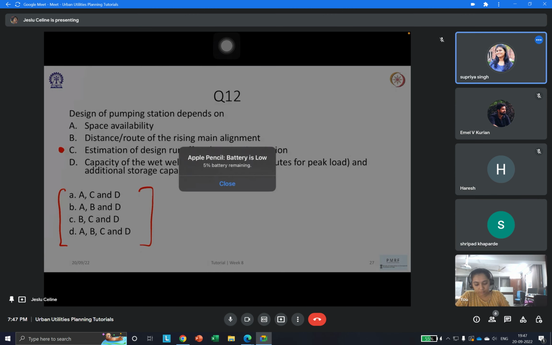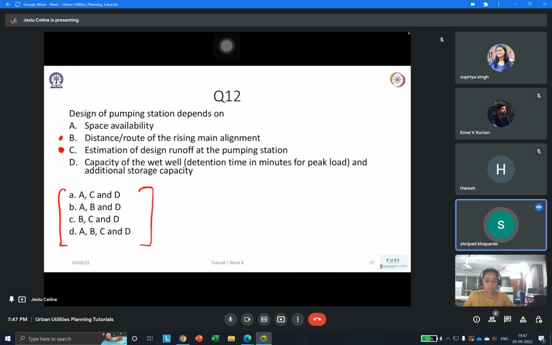Okay, fine. Space availability may not be a constraint. If there's no space, where will you keep it? The pumping station. Space availability depends on the design of the pumping station. Generally, it is available, madam.